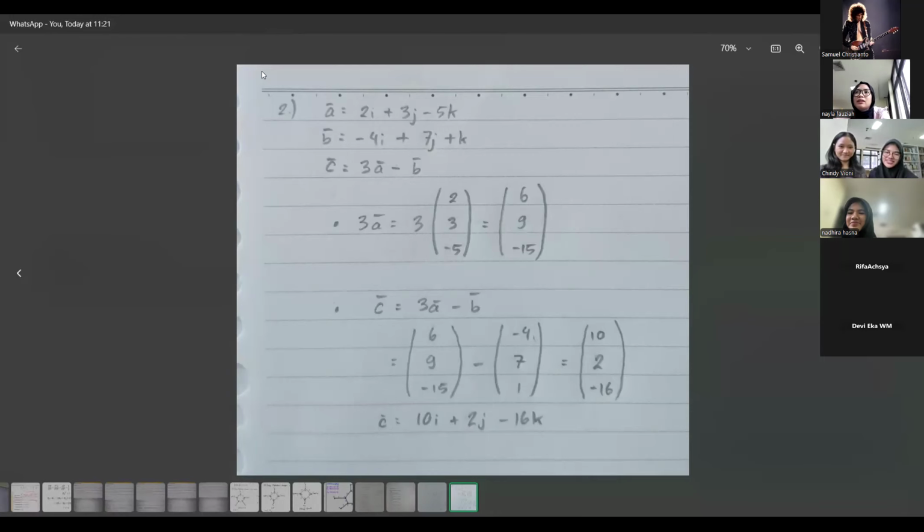Okay, the group says that the answer is correct. How about the others? Do you think the same? Is it correct? Yes, ma'am, it's correct. Correct. The other students? Do you agree? Yes, ma'am, I agree. Okay.